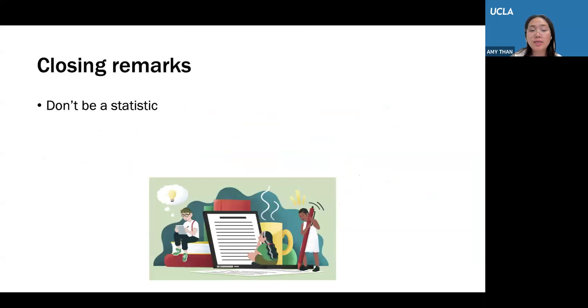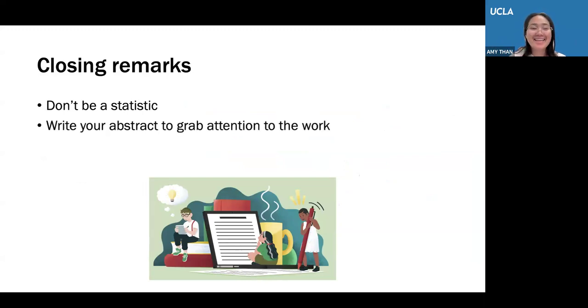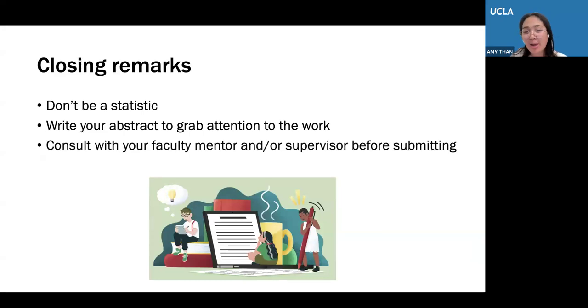And for closing remarks, don't be a statistic. This is a very personal and common experience that many people go through in research, which is pitching your research, injecting your voice in, and just sharing why you think your research is interesting and important. I'll leave it at that. Write your abstract to grab attention to the work. Consult with your faculty mentor and or your supervisor before submitting.